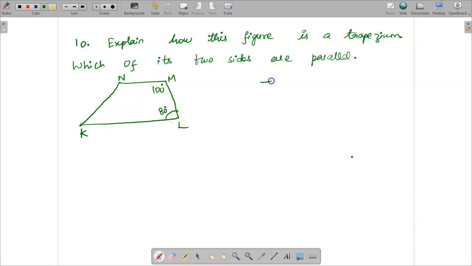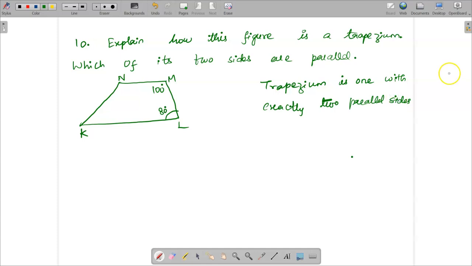First of all, what is a trapezium? A trapezium is one with exactly two parallel sides. With exactly two parallel sides.